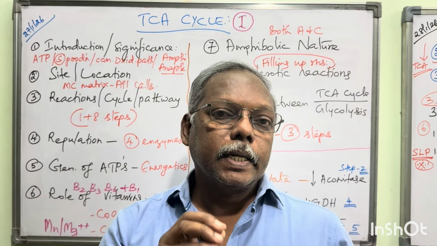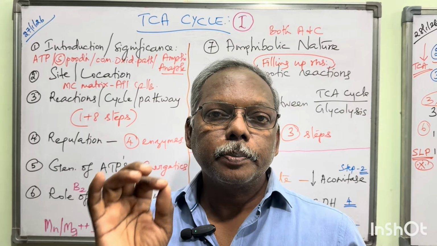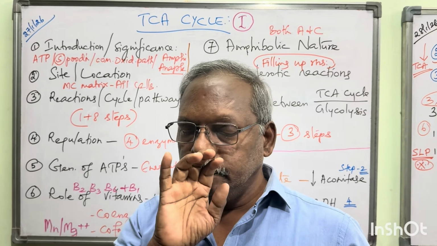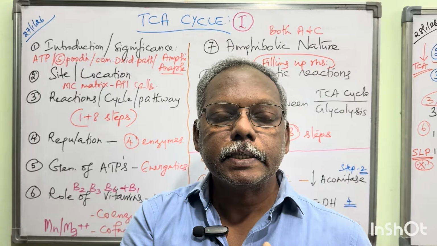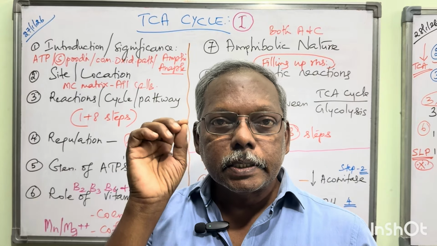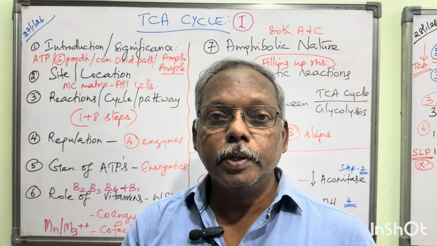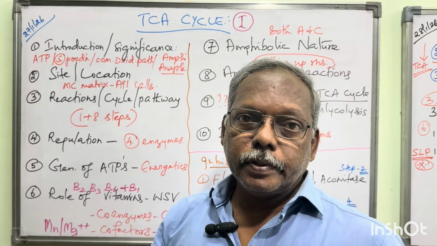Next, the special characteristics of this TCA cycle are amphibolic pathway and anaplerotic reactions. We will discuss anaplerotic reactions and amphibolic pathway in a separate video, because you are repeatedly asked a 5 mark question on either anaplerotic reactions or amphibolic pathway. So this is the introduction for the TCA cycle.